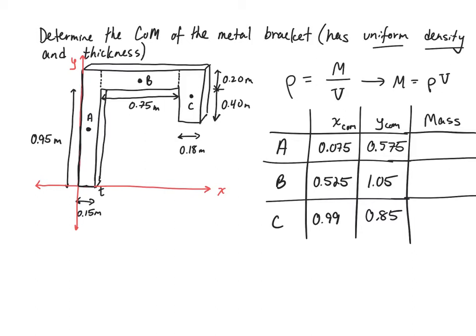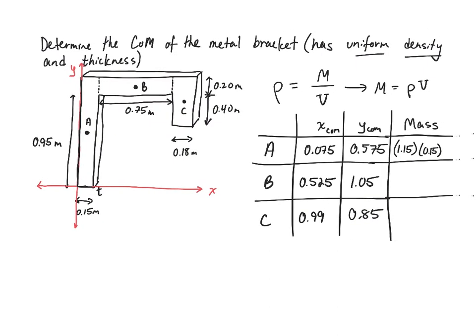So for object A, I want to consider the fact that, again, this goes up 0.95 plus another 0.2. So that's going to be 1.15 as the height. The width is 0.15. Zoom out a little bit. The thickness or depth is T, and again the density is rho. So that's the volume right there: height times width times thickness times the density rho.